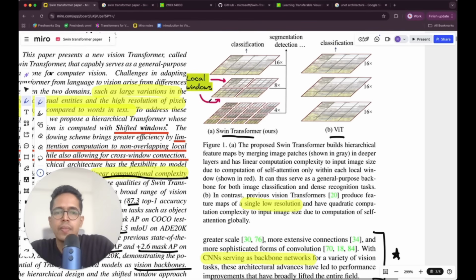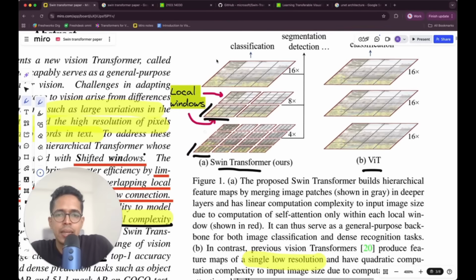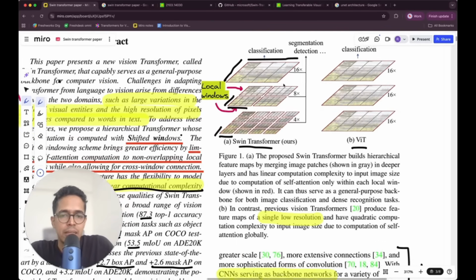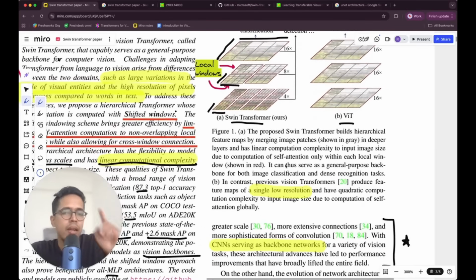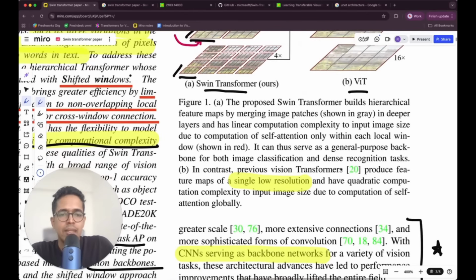So let me zoom in. So this is a local window of 4 by 4 patches. This is also a local window of 4 by 4 patches. The only thing is patch size has increased. This is also a window of 4 by 4 patches, but now the patch size has increased. We have still not discussed how exactly is the complexity linear and not quadratic. That we will come to after a little bit. It can thus serve as a general purpose backbone for both image classification and dense recognition tasks.